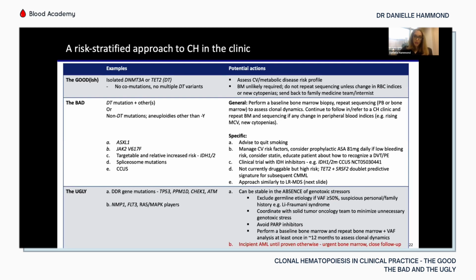And so in these patients, I do perform a baseline bone marrow biopsy, and I do usually repeat a bone marrow at least once in roughly a year's time to get a sense of what the clonal dynamics are, because just as important as the original mutation in VAF size is the longitudinal dynamics of that clone. And if I see a rapidly expanding TP53 mutation, I'm going to be very worried about an imminent therapy-related myeloid neoplasm.